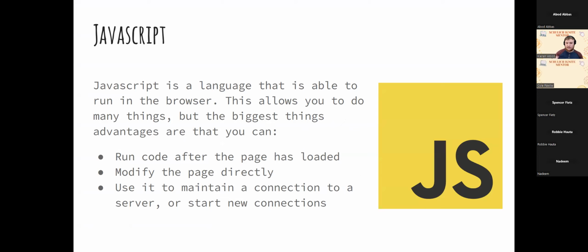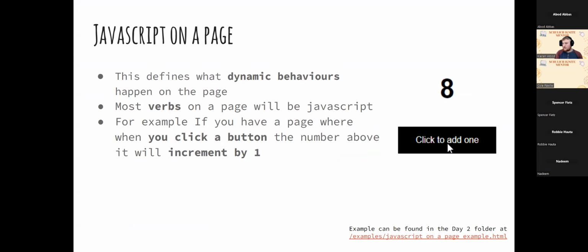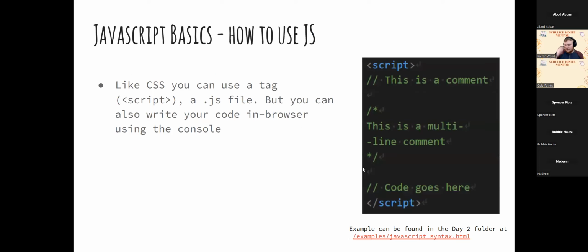You can also use it to maintain a connection to a server if you want to, or start new connections, do any of that stuff. Basically anything that you want, it's a full language. So it defines dynamic behaviors. Like you can see here, whenever I click this button, it's adding one to it. That's basically JavaScript. Basically any verbs on a page will be JavaScript. Like when you click to go and search something, for example, that would be JavaScript, all that sort of stuff.